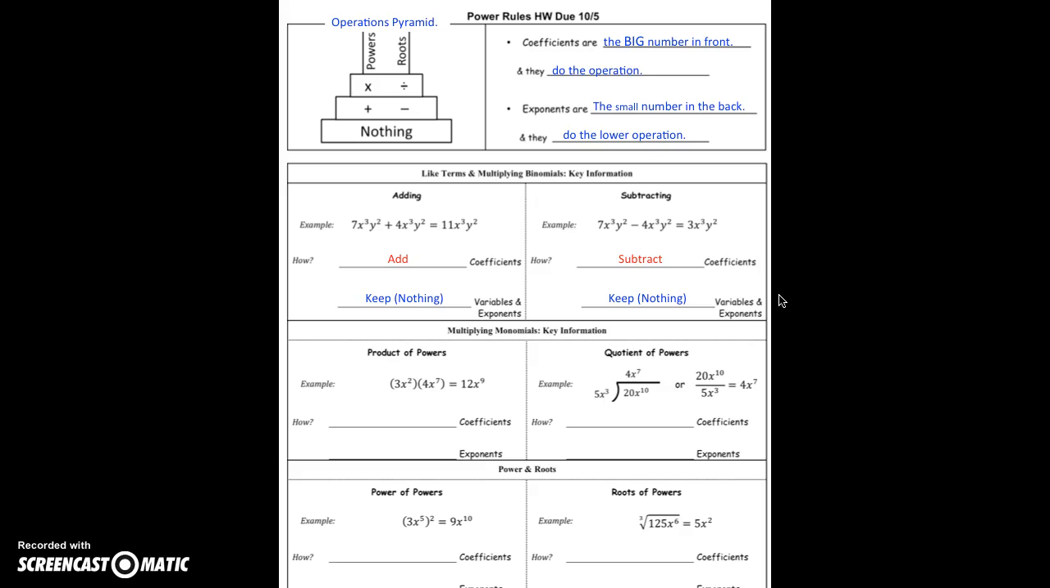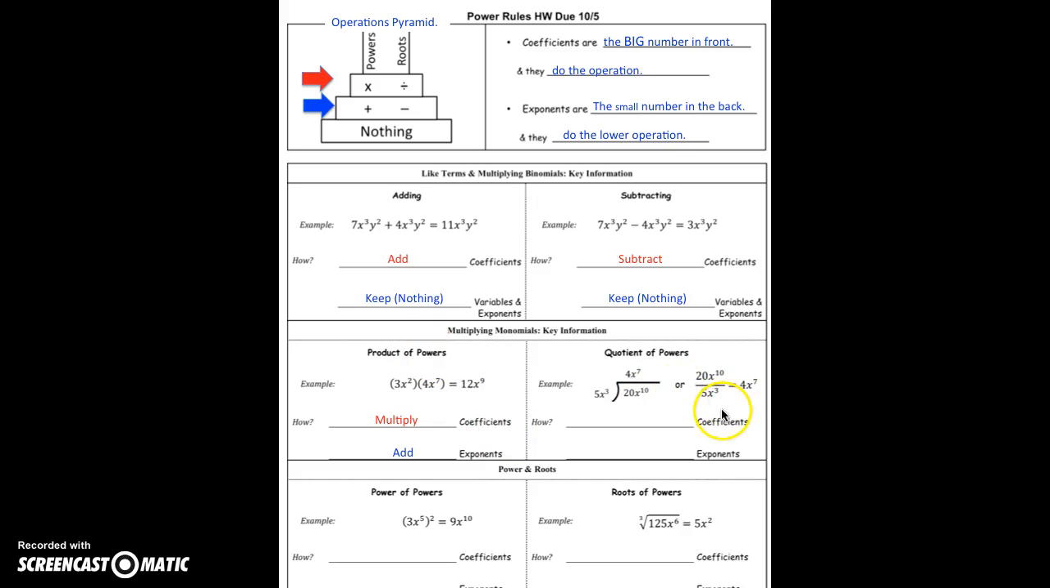We can look at another example with the product of powers rule. So that's when you're multiplying. And when we're multiplying, our coefficients do exactly what we say. If we're multiplying, they're multiplying. But the exponents are going to do one level below that, which if you look under multiplication is addition according to our pyramid. So in our example, we notice that our coefficients, 3 and 4, they multiply together to give us the coefficient of 12, and our exponents, 2 and 7, will add together to give us the exponent of 9.